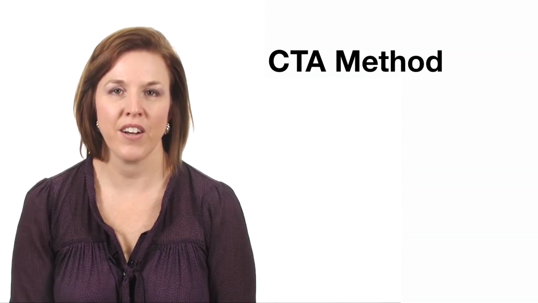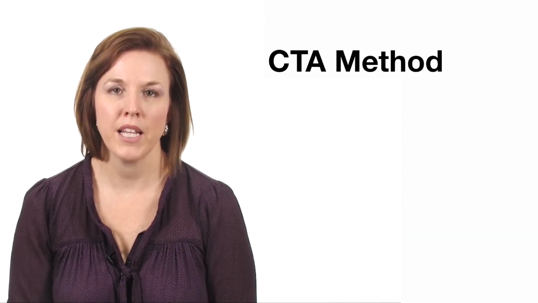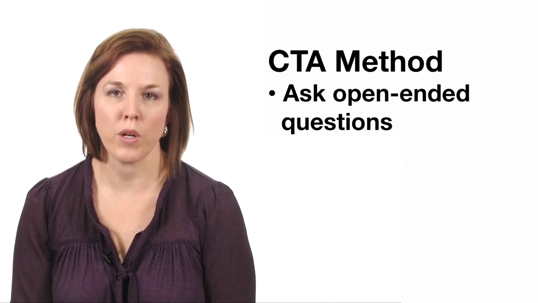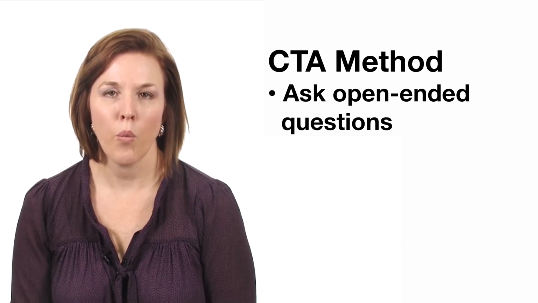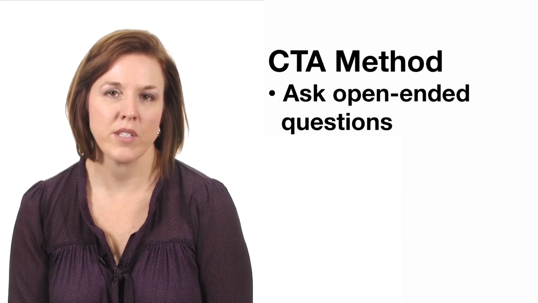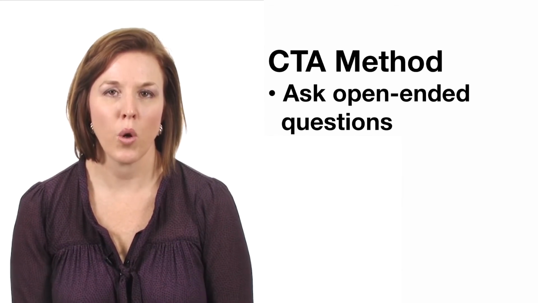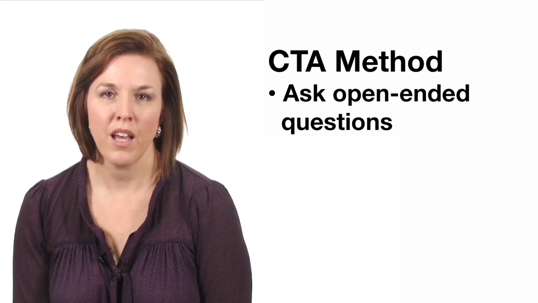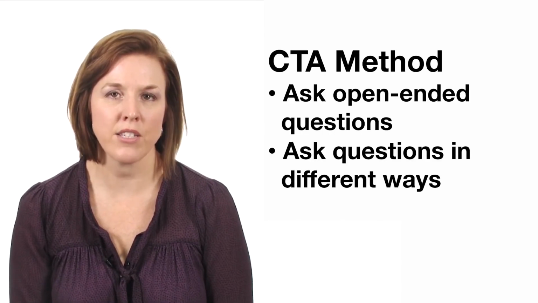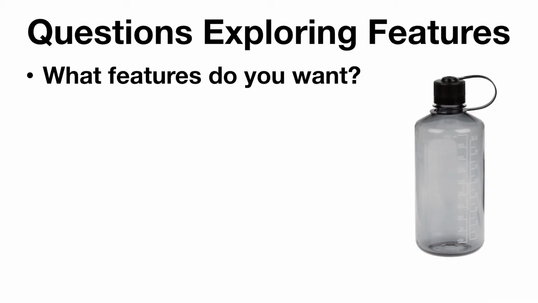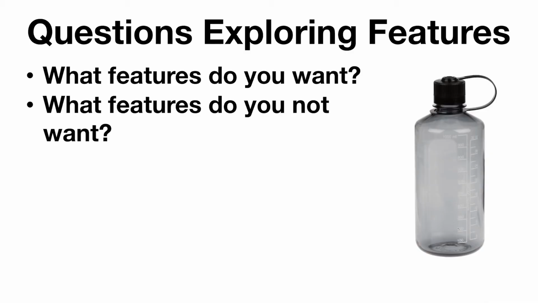The process of identifying and clarifying the team assignment is carried out by asking important questions. Open-ended questions work best. For example, what does success look like? Who is the user? What are the characteristics of the final product? Or what is the problem to be solved? A good technique to use is to ask your questions in different ways. Let's try this with the water bottle project. You might ask, what features do you want in your water bottle? Or what features don't you want?